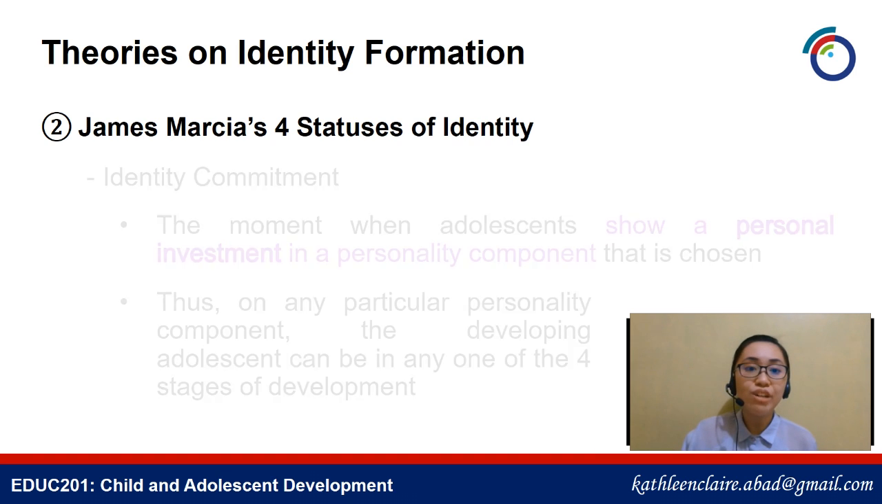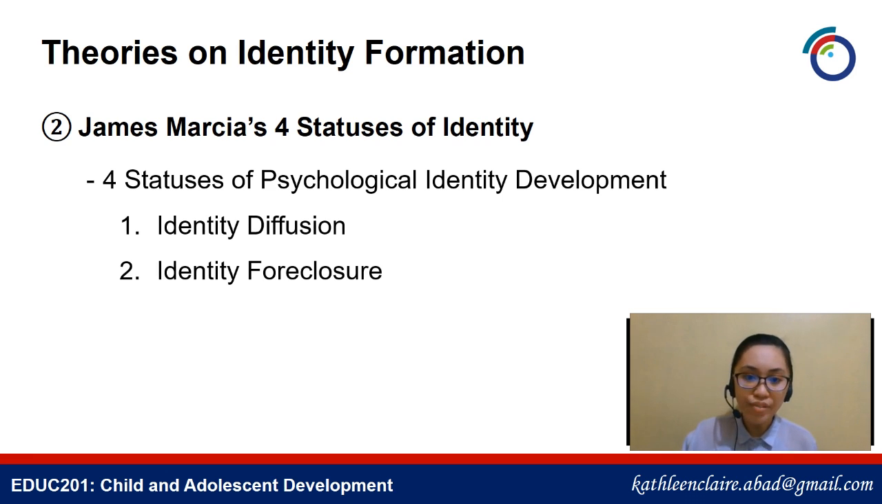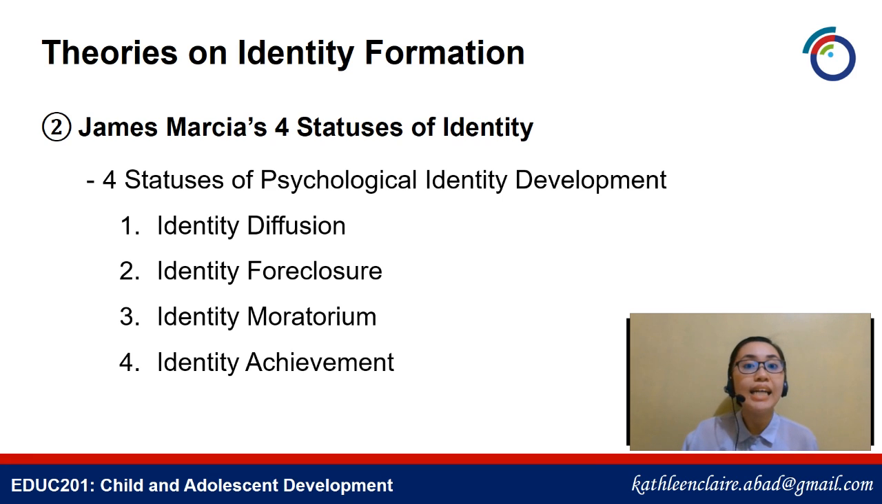So, ano-ano ba yung 4 statuses of psychological identity development? So, meron tayong identity diffusion, identity foreclosure, identity moratorium, and identity achievement. So, we have to remember that these are not stages, therefore, hindi siya kailangang sequential or hindi kailangan magkakasunod. Again, as we have mentioned earlier, pwedeng hindi lahat ito ay daanan ng isang adolescent.